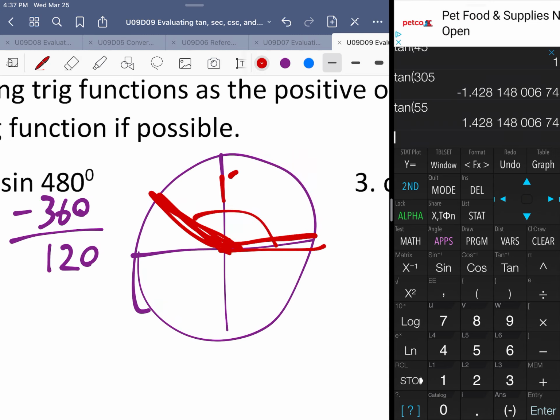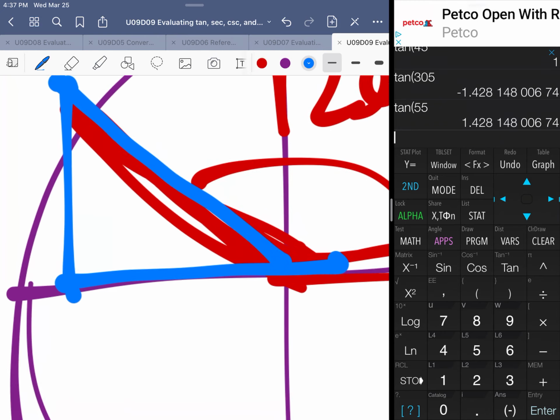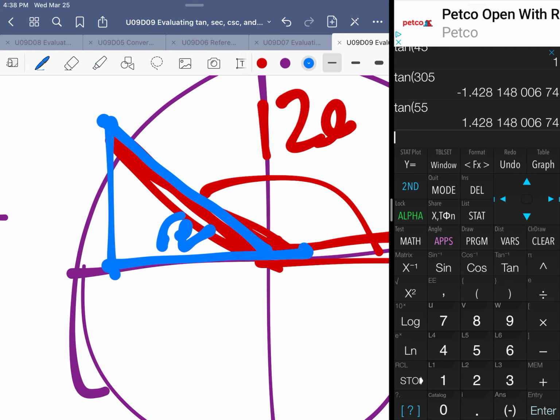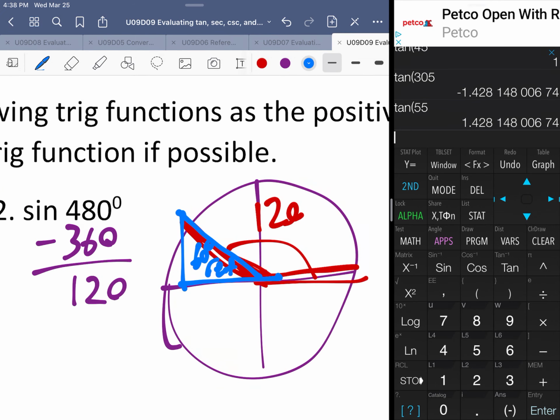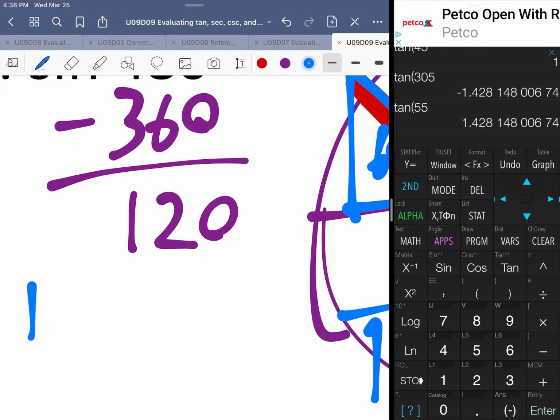So this is 120, but our reference angle, again, is formed by the terminal side and the x-axis. So our reference angle is here. Now, if this is 120, then our reference angle is 60 degrees. And we also need to know that all students take calculus. So sine is positive in quadrant 2. So we're going to write positive sine of 60.